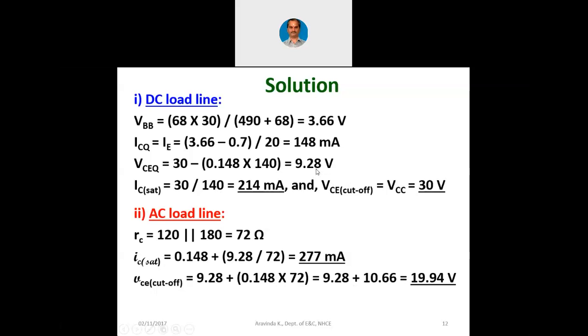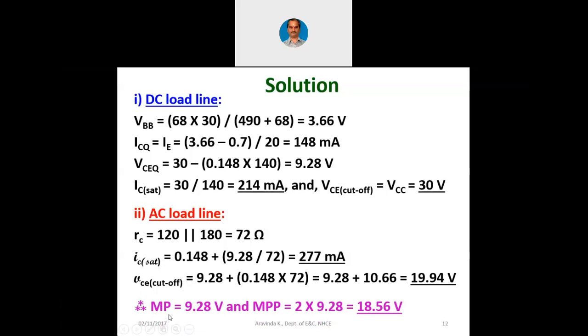See, Q point is at 9.28 volts. Whereas in AC load line, the VCE cutoff is at around 20 volts. So approximately 20 minus 9 is 11 volts. 11 volts is maximum peak. So maximum peak to peak can be 22 volts. Even though the supply voltage is 30 volts, the peak to peak output which we obtain from this circuit can be only 22 volts. For that reason only we calculate the AC load line. Even when you practically do this circuit as a lab experiment also, you can verify this answer later on.